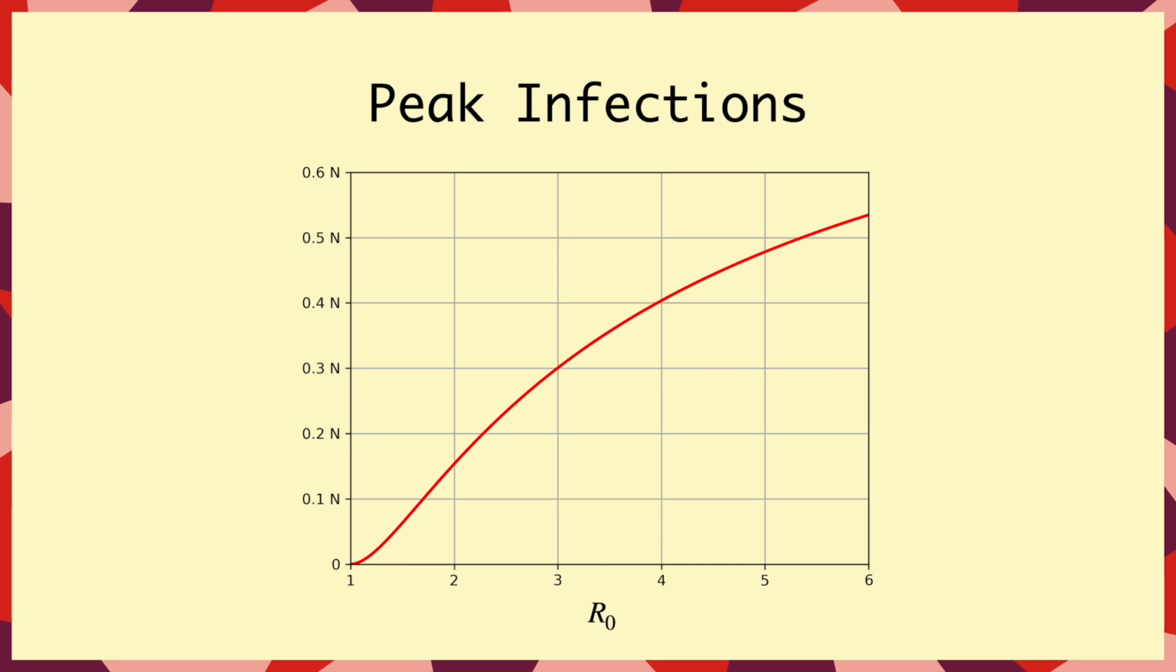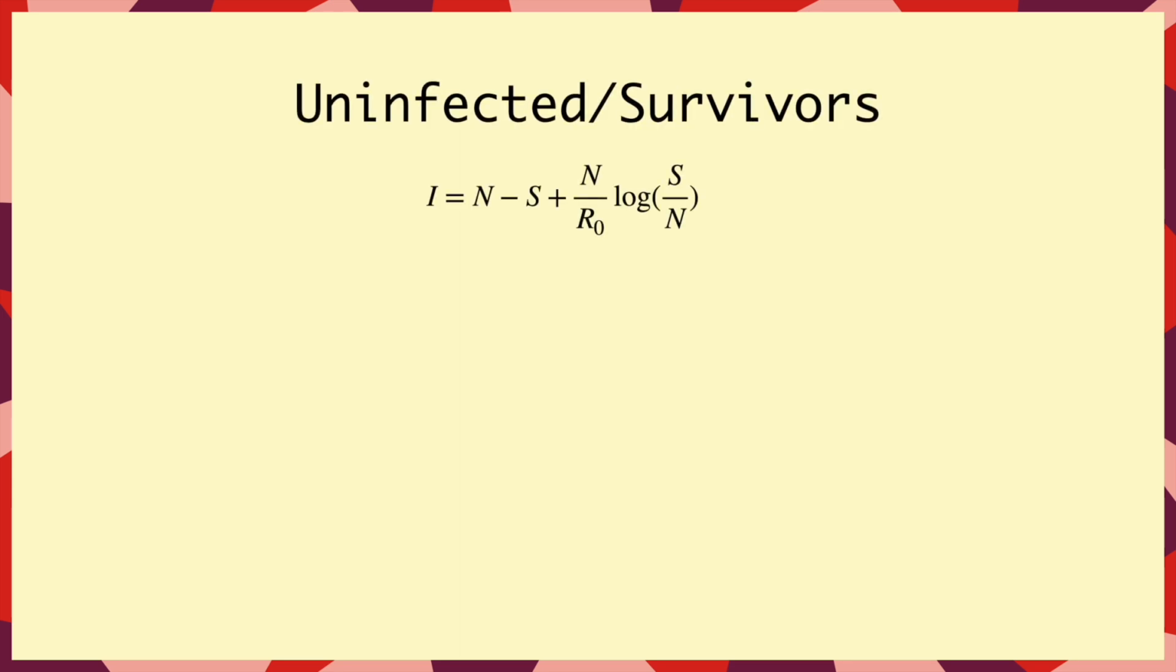Next, let's look at the other key variable we mentioned, the number of uninfected or survivors, people who never catch the disease. Which of the two measures is more useful probably depends on the nature of the disease and its mortality rate. If it's something quite treatable with a low mortality like COVID, then we're probably more interested in the peak number of infected. If it's something more deadly though, then the number of survivors is what we really care about. So how can we find this as a function of R naught?